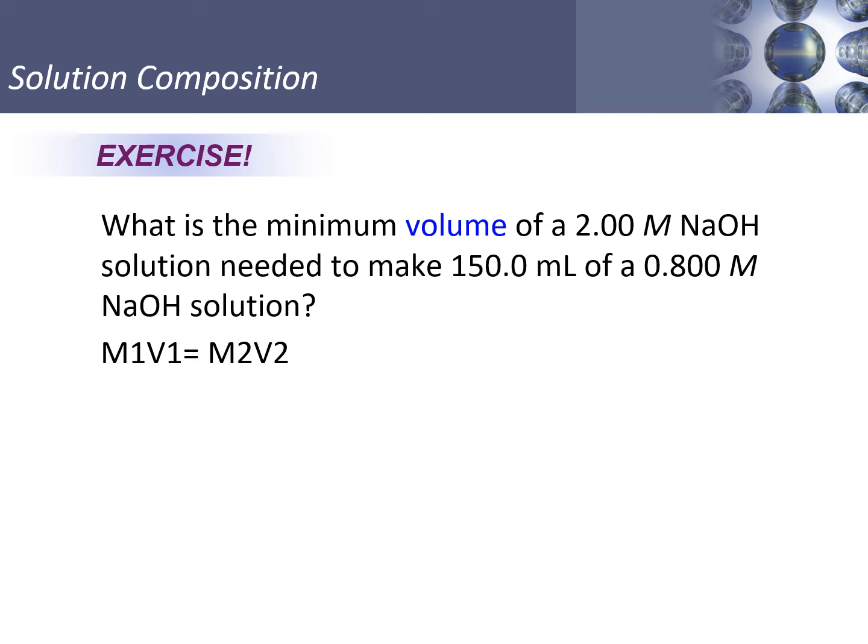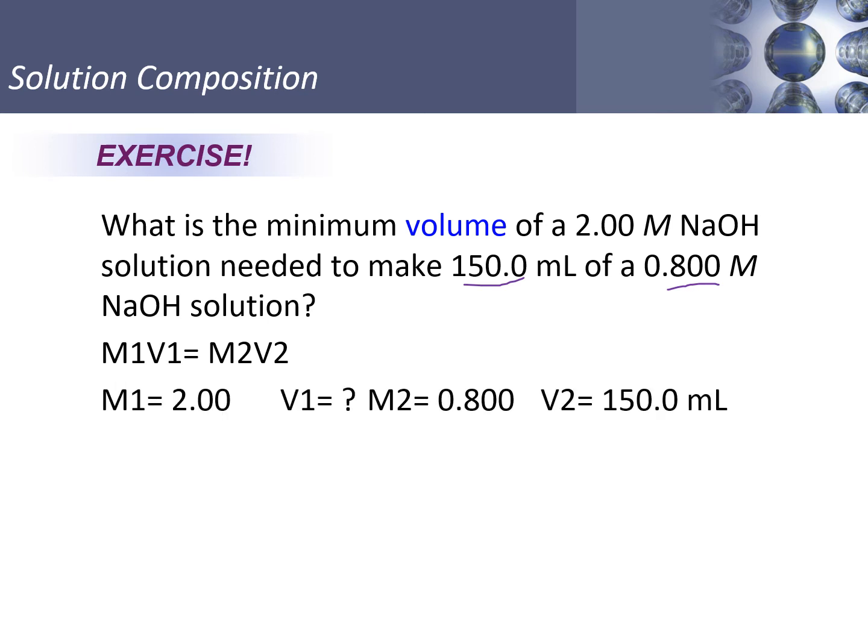So I want to make 150 mL of a 0.8 molar solution. So that needs to be my second molarity and my second volume. They have to go together. So with a problem like this, I find it helpful to write out all my variables. My original molarity is 2.0. I don't know the original volume, but I know M2 and V2. So we just plug everything in.